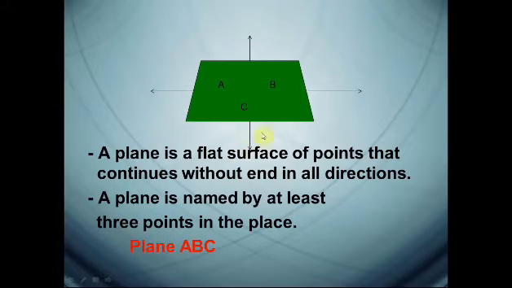The plane. The plane is a flat surface of points that continues without end in all directions, and we name the plane by at least 3 points in the plane. This example, plane ABC.